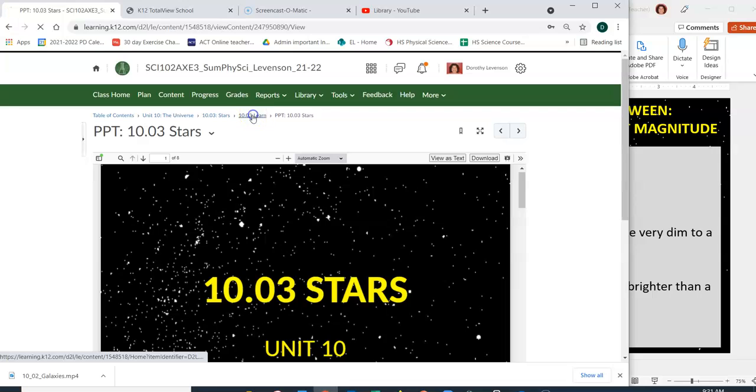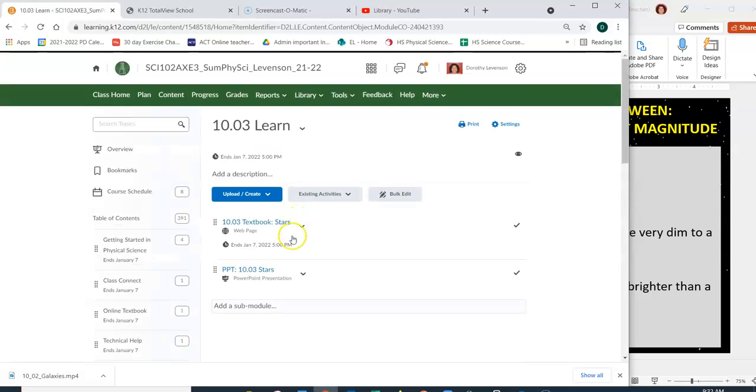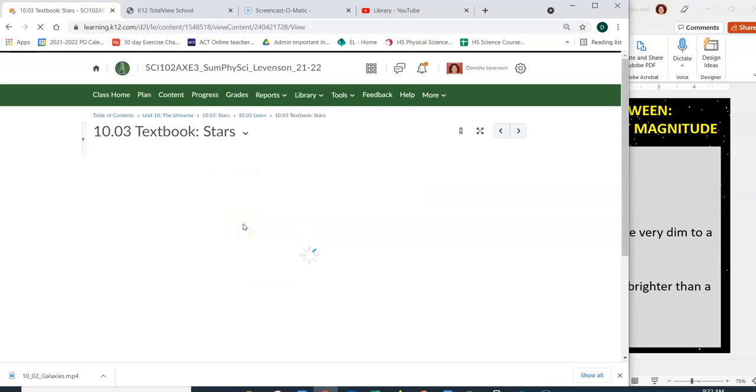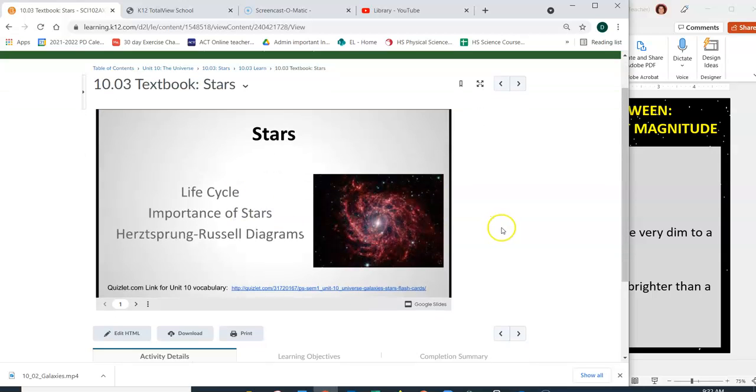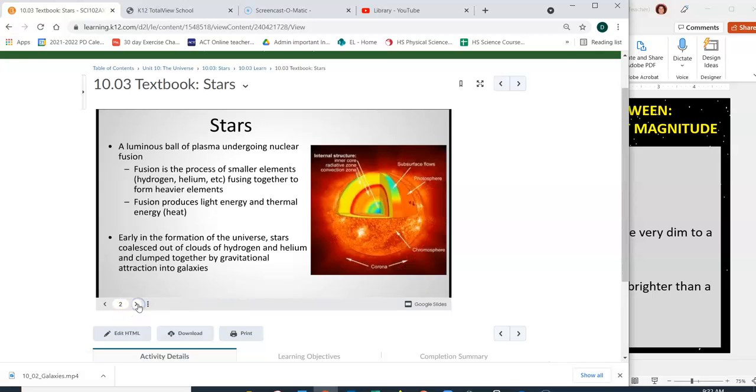So as you go through Lesson 10.03, you want to go through the slides of the lesson itself, which is the textbook. Click into the textbook. And notice it has this slide format again. And make sure that you do click on the Quizlet. That's a live link. You can click on it and go study your vocabulary words.